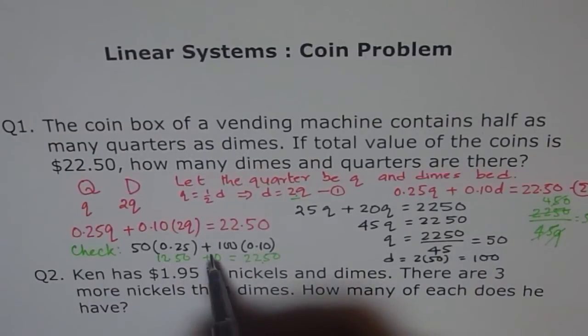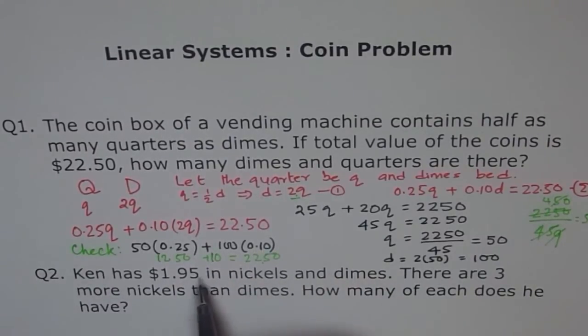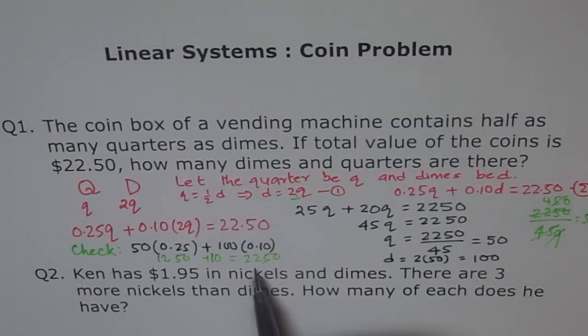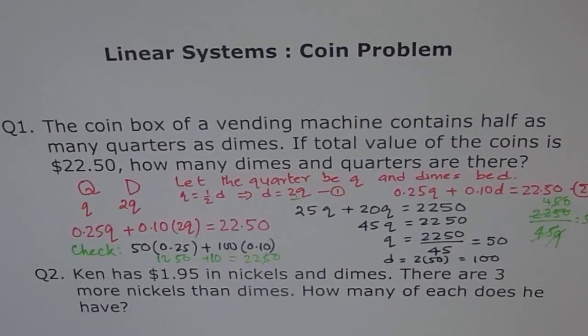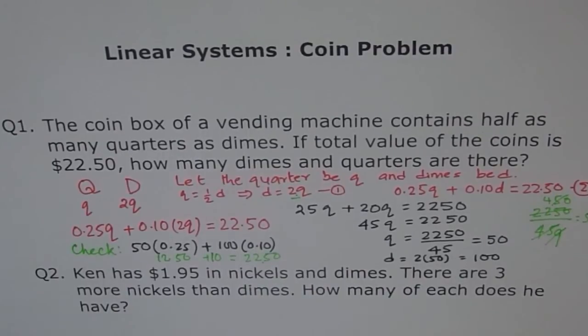Oh, I wrote one here. So see, I make mistakes because I just run away. So fast, things move in my head that I'm not able to put them down on paper. So when you add them, it goes to 2250, which is correct. So I hope you understand the solution of the first problem. Now, let's look into the second question, okay?